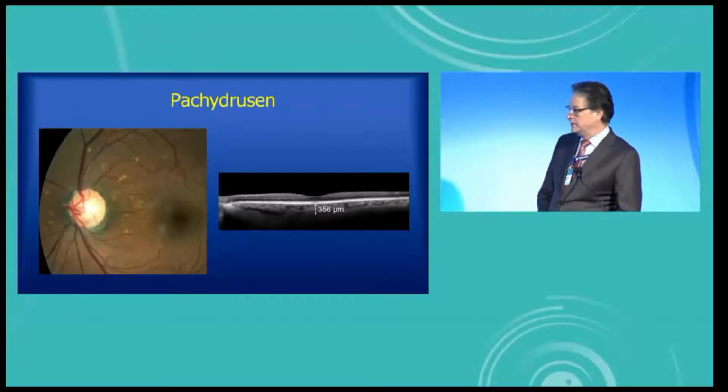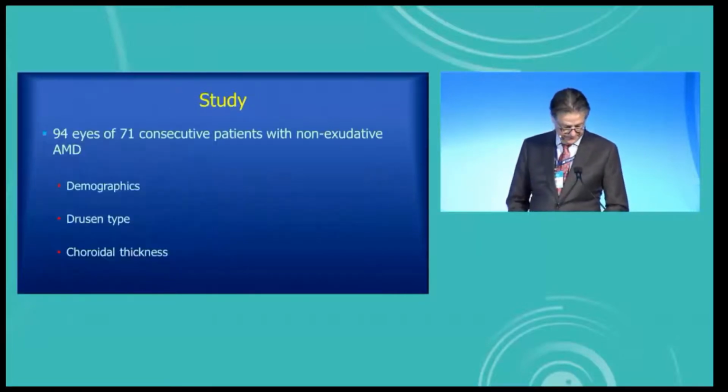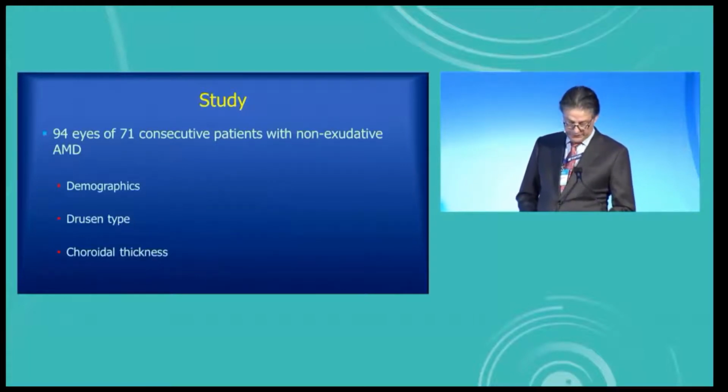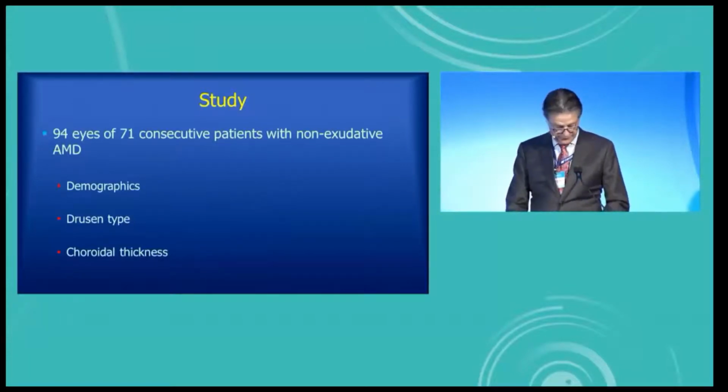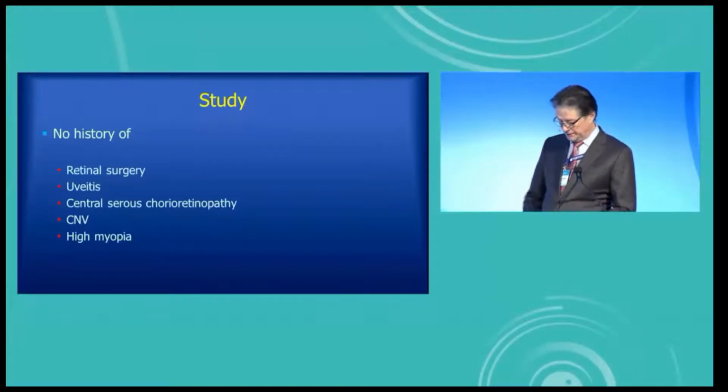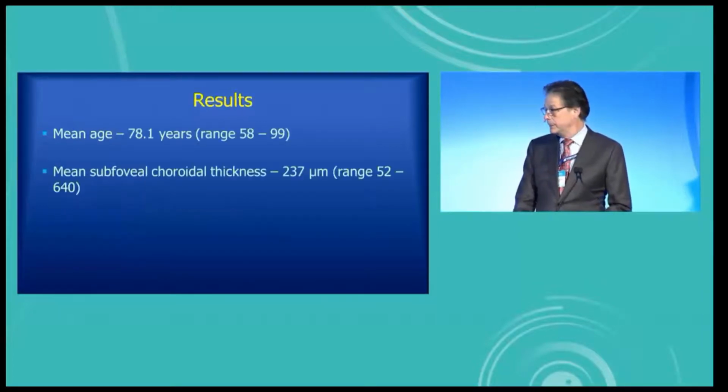This is an African-American woman, and she has these Pachydrusen around the nerve, and her choroid also is thick. So to study this in greater detail, I looked at 94 eyes of 71 patients and looked at a number of different features about them, and excluded some of the stuff that you would usually expect to see, and I also made sure that they didn't have a history of central serous.